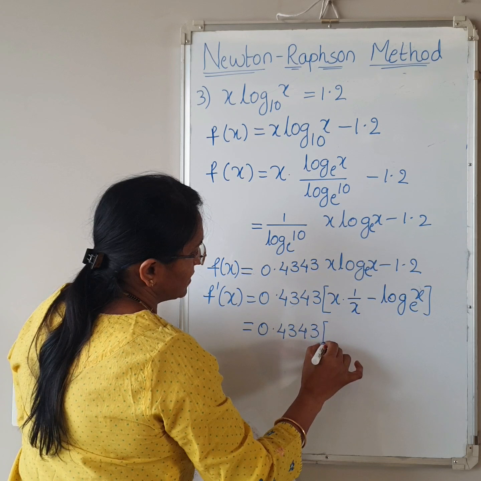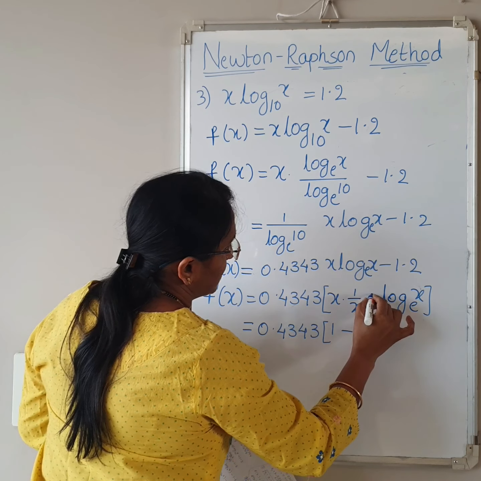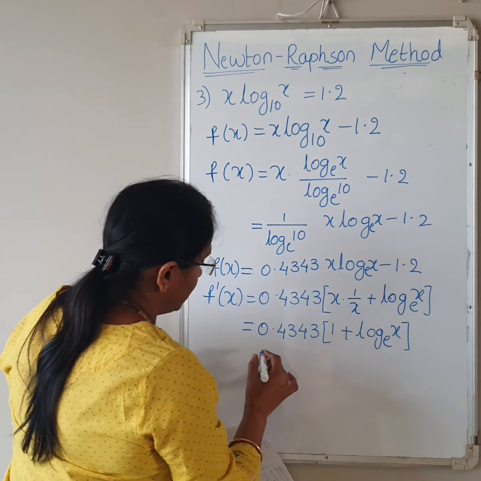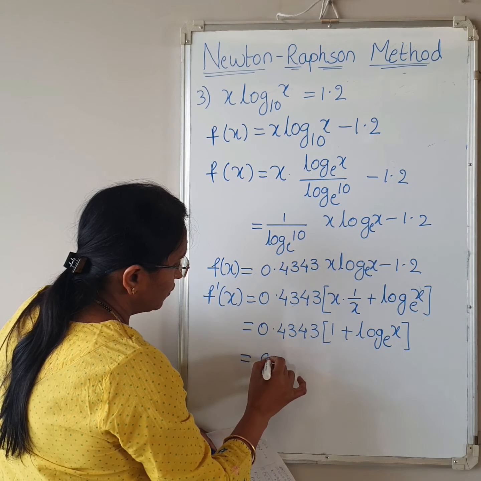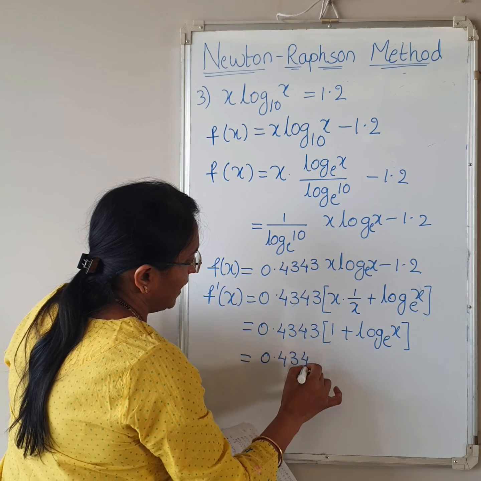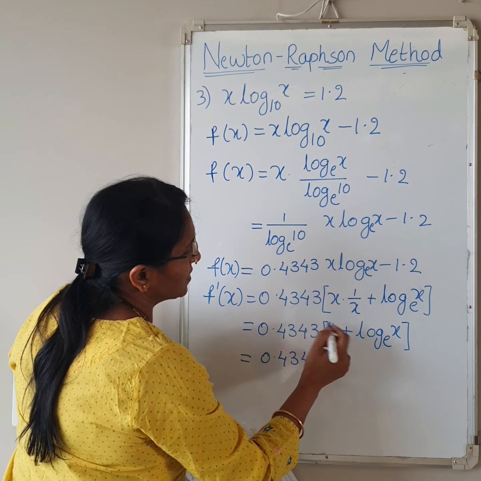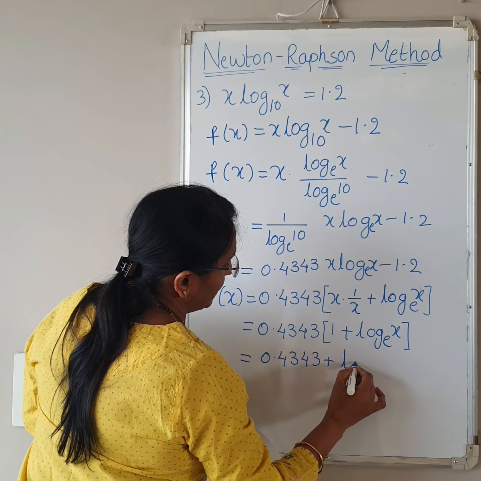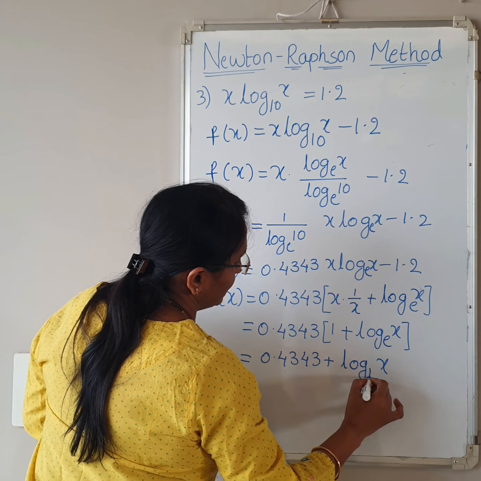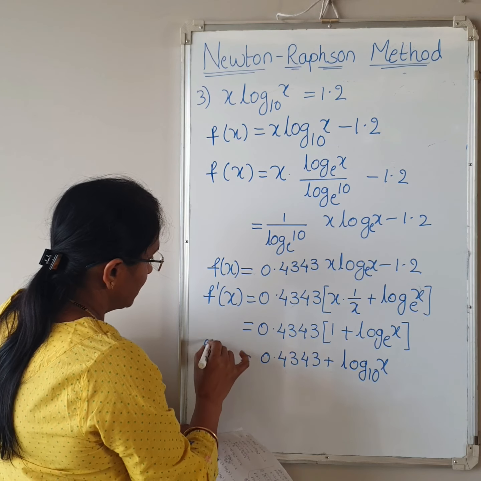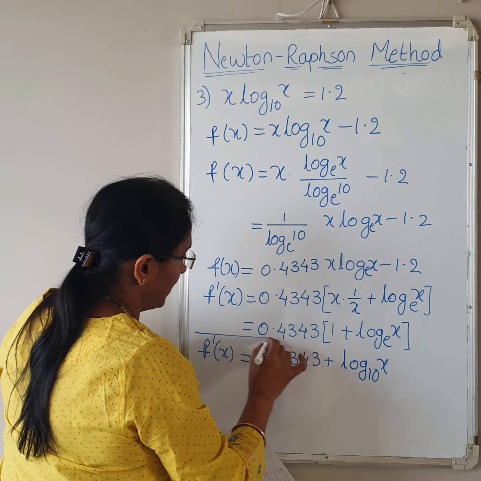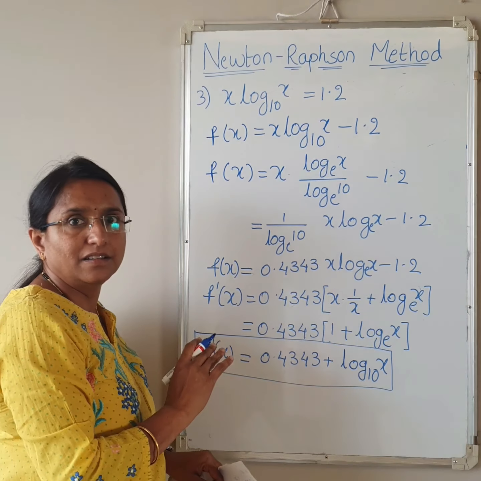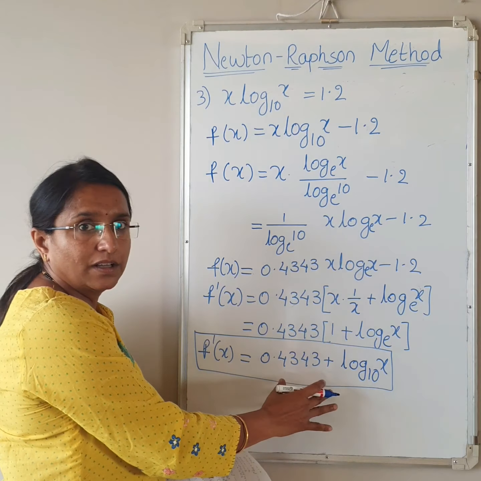0.4343, x gets cancelled, 1 minus 1 plus log x to the base e is equal to, I'll take 0.4343 inside. As we have done it in reverse now, 0.43 into log x to the base e can be written as log x to the base 10. This is a logarithmic property I am using. So now we will get a very simple f dash x. If finding differentiation is difficult, then we cannot apply this formula. So f dash x is equal to this.